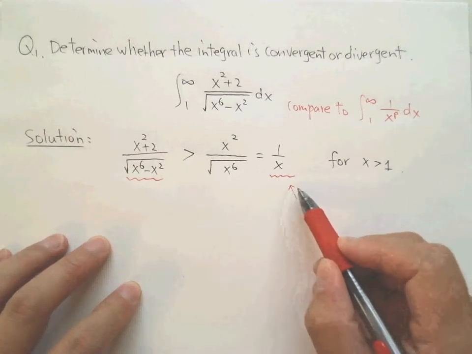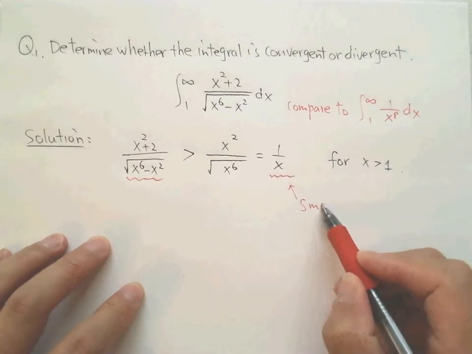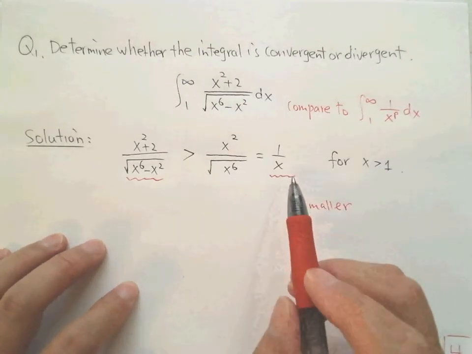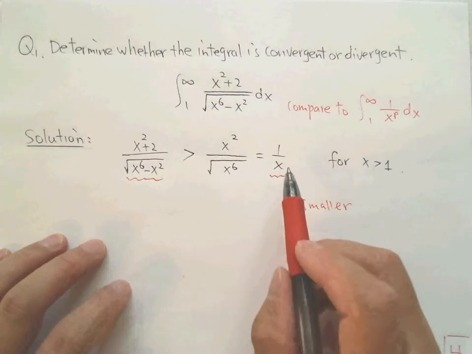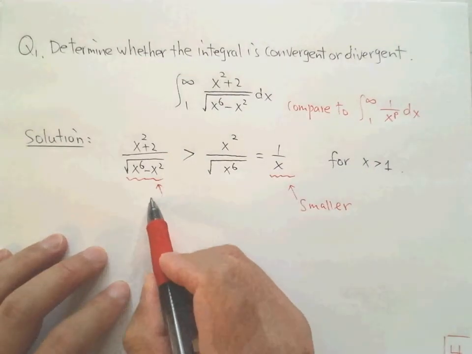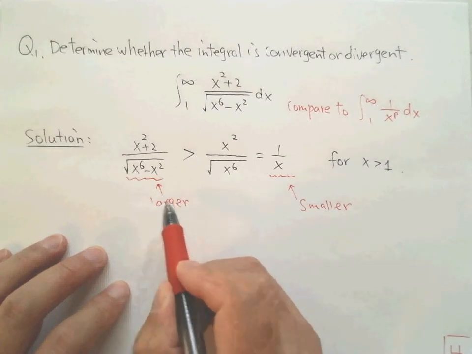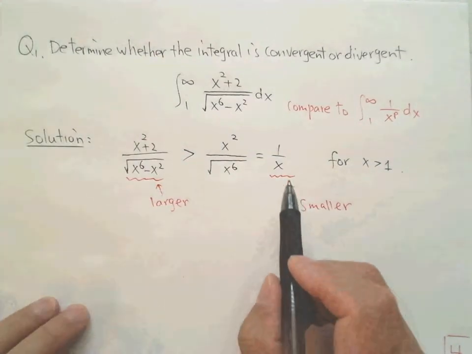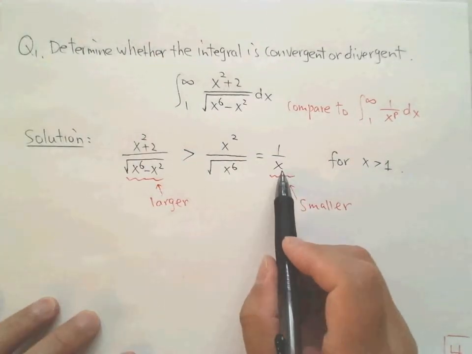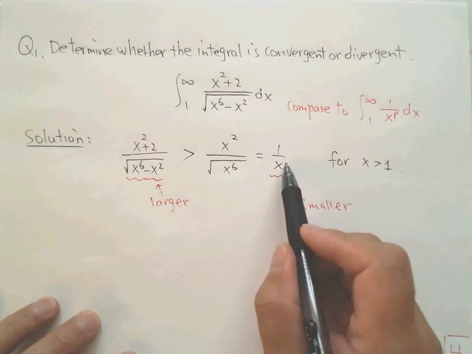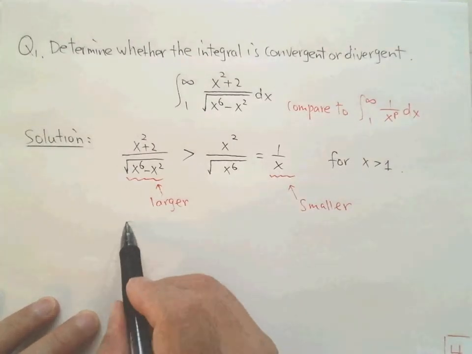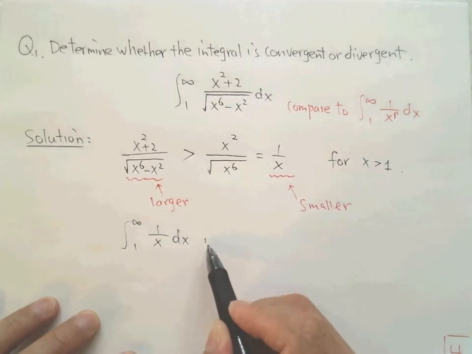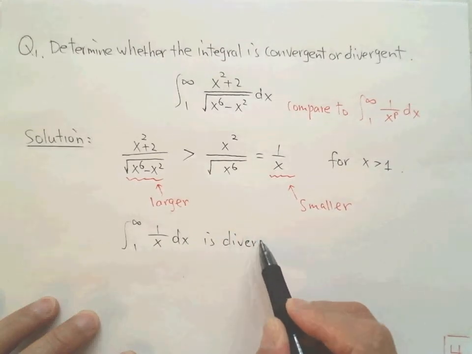And which one is smaller? So this is smaller, right? I simply say the function is smaller, the integrand is smaller, the improper integral is smaller. So this is larger, right? So this function is larger, so the integral is larger. So now, do you remember the comparison? This is divergent. The integral from 1 to infinity of 1 over x dx is divergent.